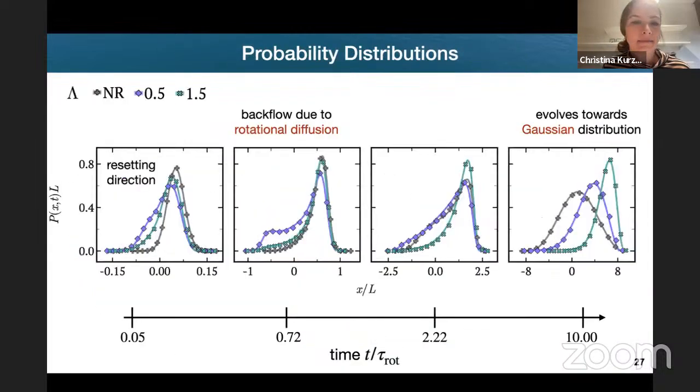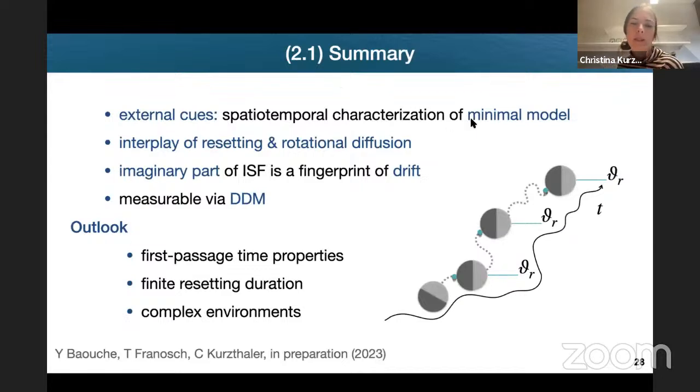Okay, then let's do a quick summary of this. So I showed you we can use this renewal theory to think about a minimal model, let's say for chemotaxis. There is this interesting interplay of diffusion and drift, and we get this imaginary part of the ISF. And of course, these things can be pushed towards looking at first passage time properties, finite resetting durations, and also looking at this scenario in complex environments would be interesting. So this is part of Yannis Bausch's PhD work that I just showed you. So are there any questions to this topic?